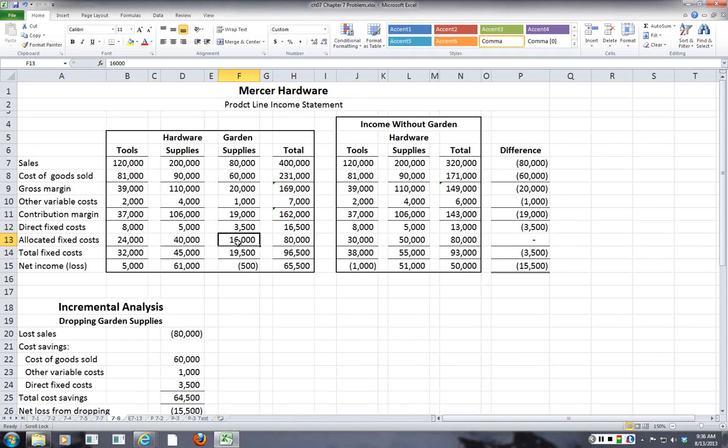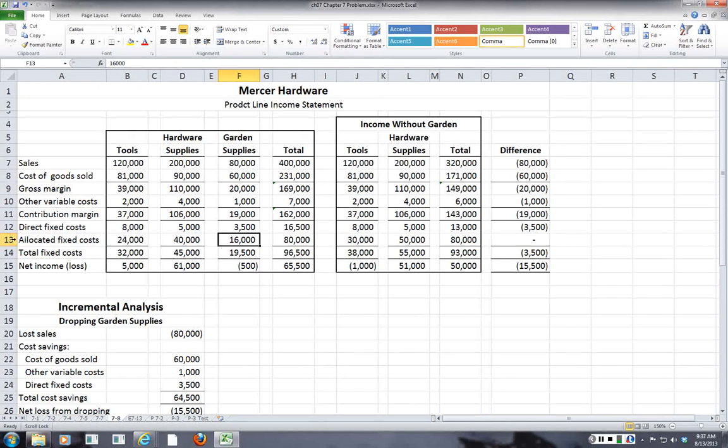So if they drop garden supplies, they will still have to incur the $80,000. They will have to spread that over the two remaining places. Let's just see what it would be if they eliminated garden supplies. So if they drop it, they still have the tools and supplies, and here's the revenues and the costs that will come in from it.